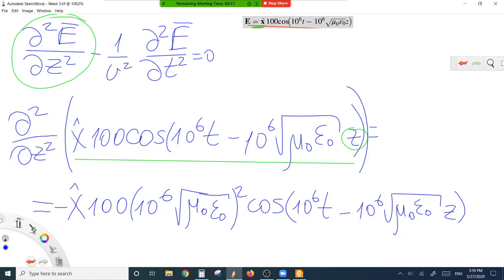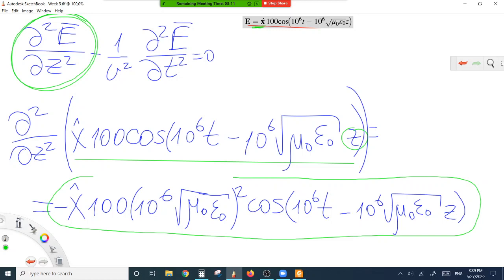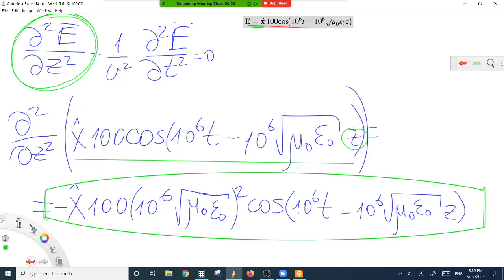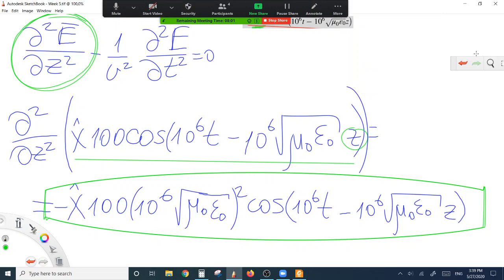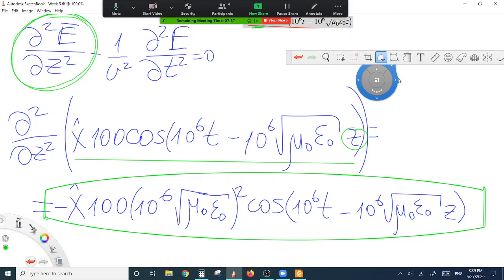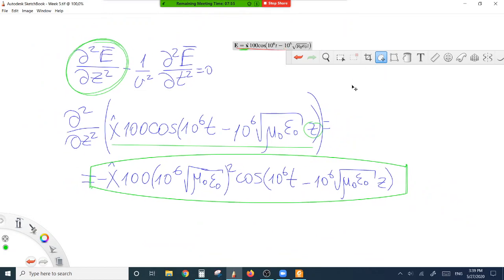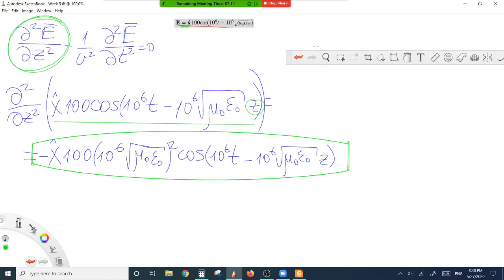Okay, is this point clear to you? We computed the first term, which is the second derivative of the electric field intensity with respect to z, which is equal to this. Is this point clear to everyone? Now we move to the second term.